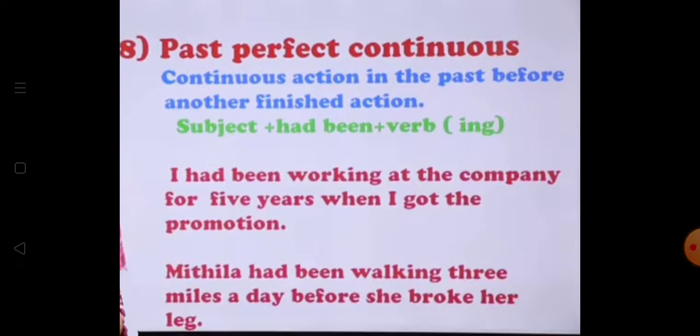So here the finished action is I got the promotion. I had been working at the company for 5 years is the continuous action in the past. Okay, then next example. Mithila had been walking 3 miles a day before she broke her leg. So here the finished action is she broke her leg, and the continuous action in the past before the finished action is Mithila had been walking 3 miles a day.